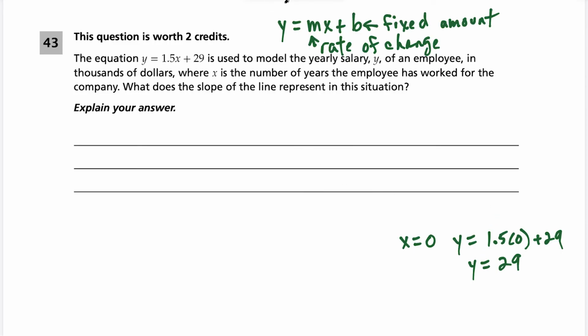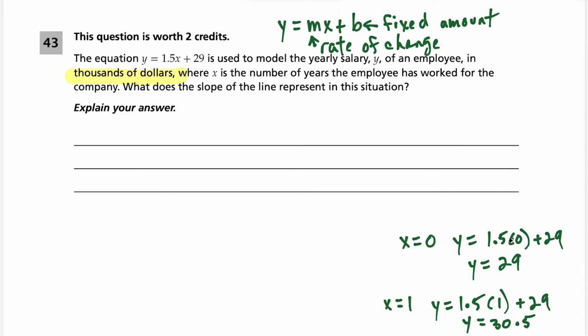No, that would be very depressing. You have to read these questions very carefully. The y value is in thousands of dollars. Okay, so your starting salary at this company is $29,000 a year. Okay, so that's why it helps to throw some numbers in just to get a sense of what's going on. If you were to throw x equals 1 into the equation, then you'd have y equals 1.5 times 1 plus 29. And if I did 29 plus 1.5, that would be 30.5. So after 1 year, your salary is now $30,500.